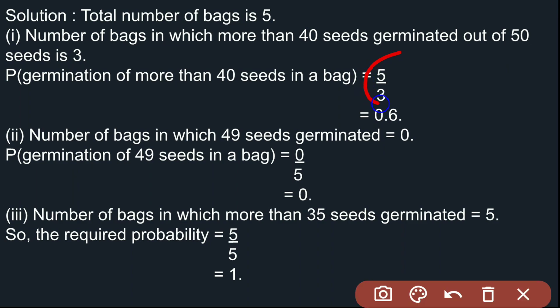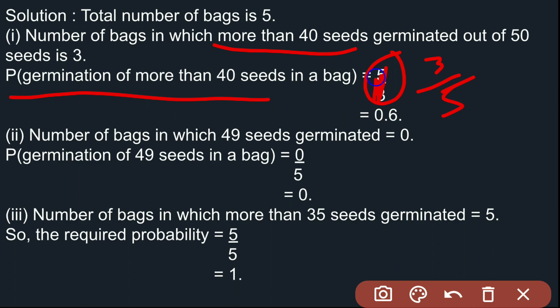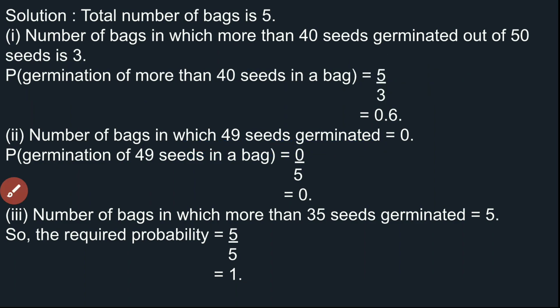Sorry children, here one rectification: we are supposed to write 3 by 5 instead of 5 by 3, because we saw in the tabulation that more than 40 seeds occur in 3 bags. How many bags? 3 bags. This is the error, do not go by what is on the screen. You just go with 3 by 5, which will give you 0.6.